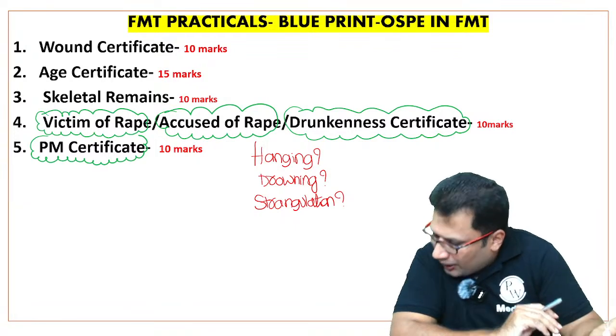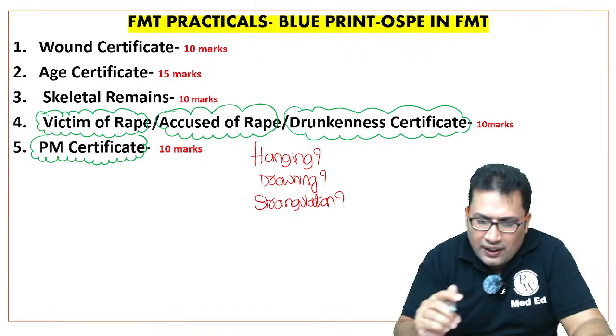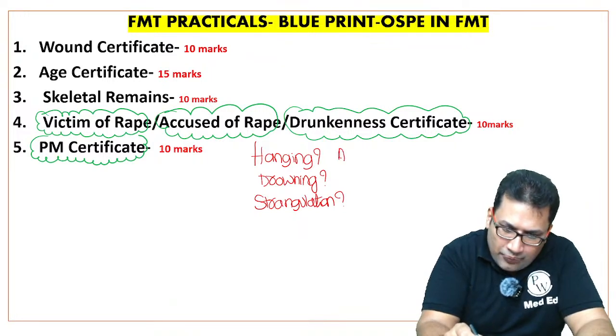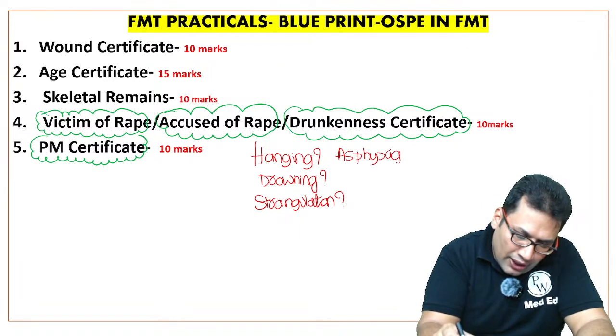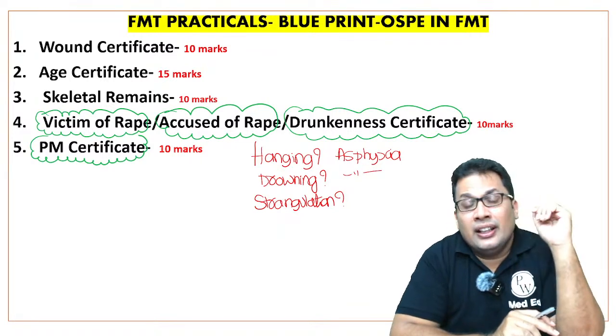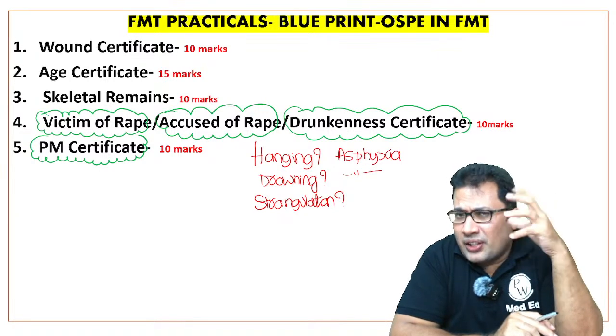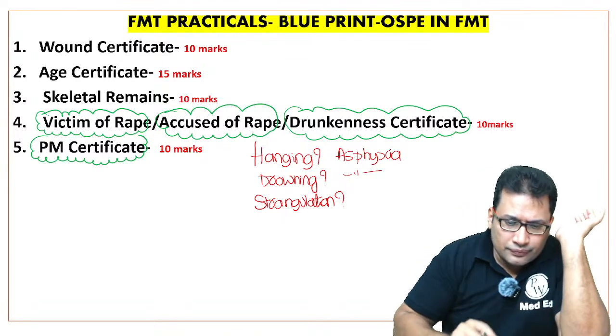Yes, very good, Deepika Das, it is the asphyxia. Asphyxia is the cause of death, very good point, right. So, asphyxia is the common cause of death in case of hanging, in case of drowning, in case of strangulation as well. So, PM certificate is usually 10 marks.